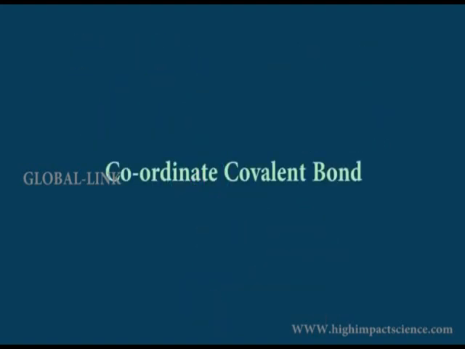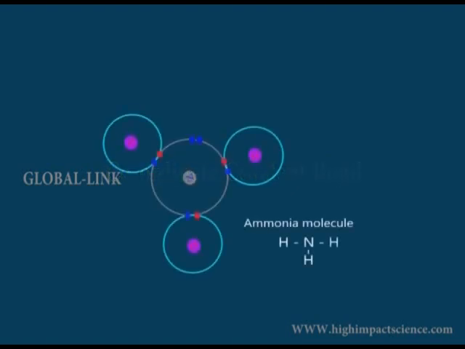Coordinate covalent bond. Consider the ammonia molecule we have here. In this molecule, 1 nitrogen atom has formed 3 covalent bonds with 3 hydrogen atoms. Nitrogen has in this case donated 3 valence electrons into the sharing deal. But still, a pair of electrons remains unused. We call this a lone pair of electrons.